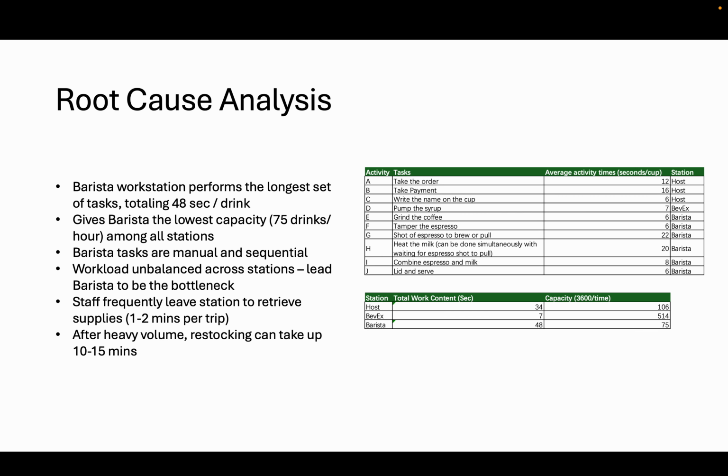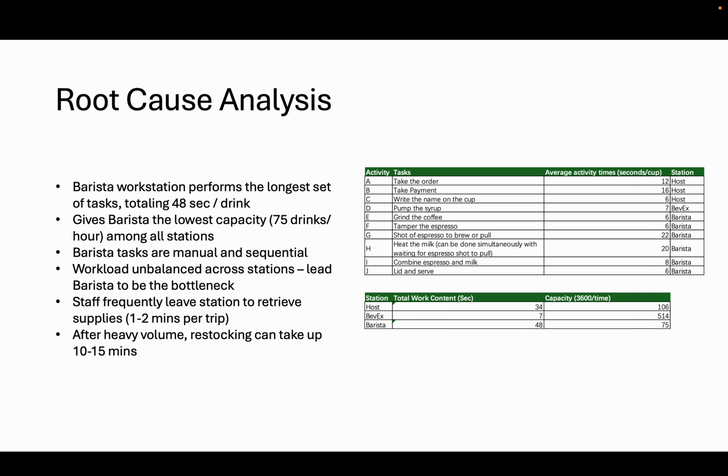In contrast, the host and BevX stations have much shorter total work content and far higher capacities. This imbalance means the barista station becomes the bottleneck. It determines the maximum output of the entire cafe.